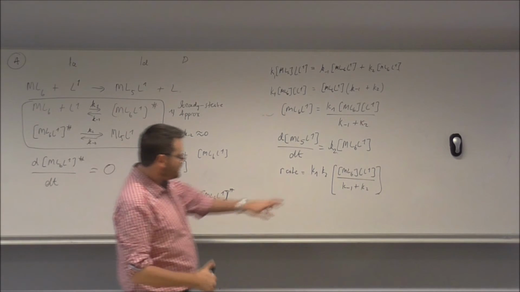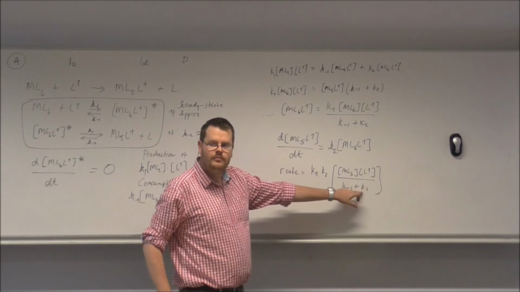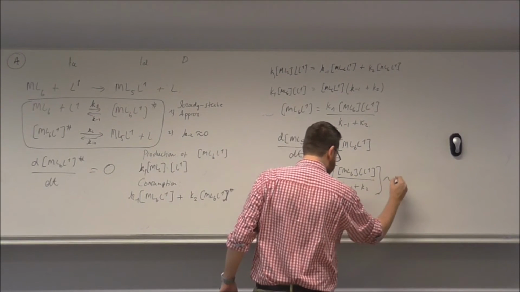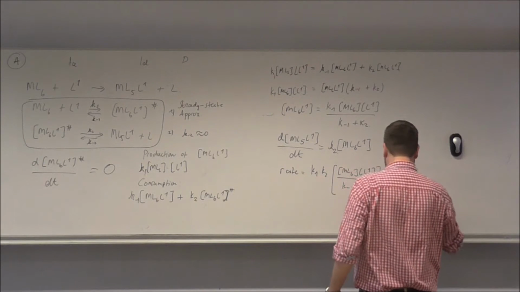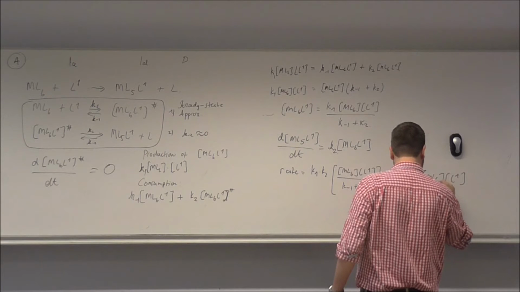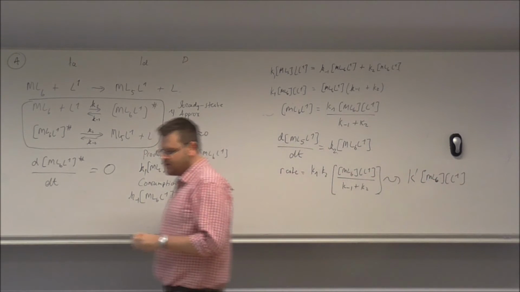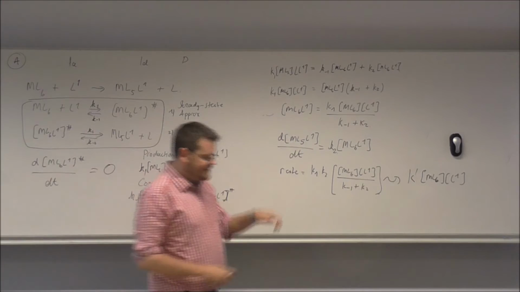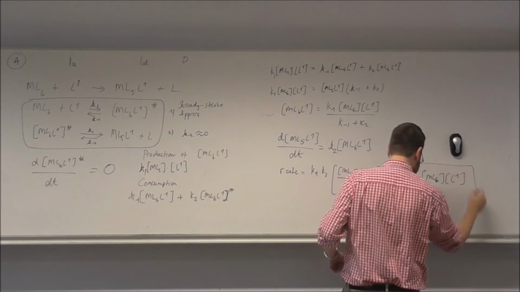Now notice, these are constants. They're just numbers. So I can actually rewrite this like this. Can't I? I just call it something else, K prime. The point is that that's actually the rate law for an associative reaction. And this is the important result.